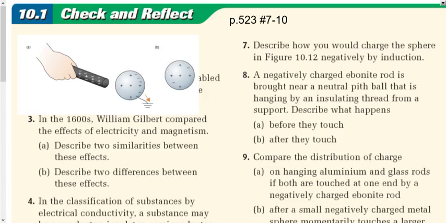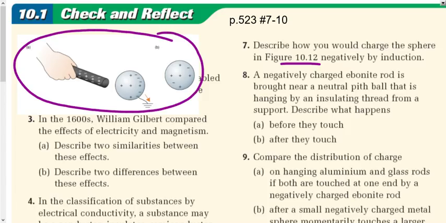Question number 7 relates to a picture from another page in the textbook. This is that picture. In this picture, we're using a negatively charged object to charge this thing positive. It becomes positive. Okay, we want to charge this sphere right here negative. So what would we do to make it negative by induction? Make it the opposite charge by induction.